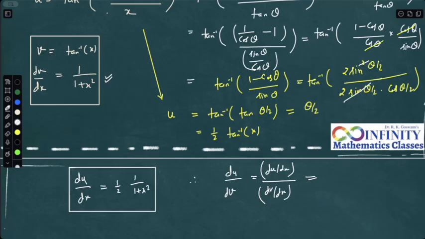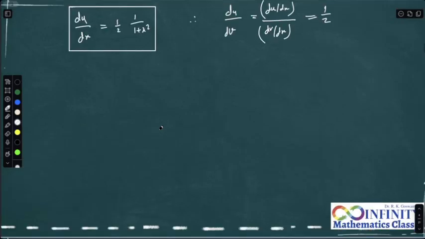1 by 2. Perfectly okay. You are right. So what is the learning from here? Whenever you have inverse trigonometry involved, you should try to simplify them. Make sense? Okay, so let me just give you one more idea.